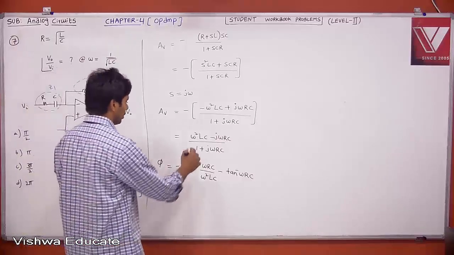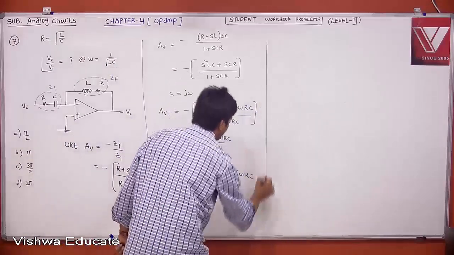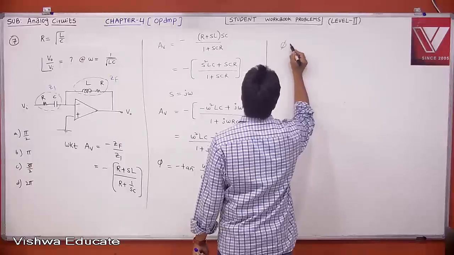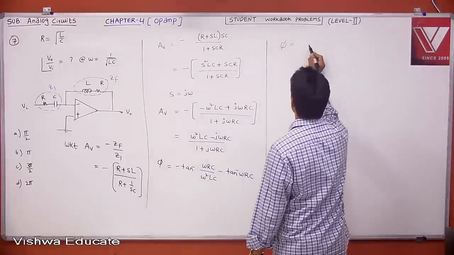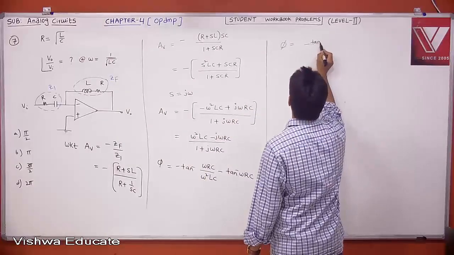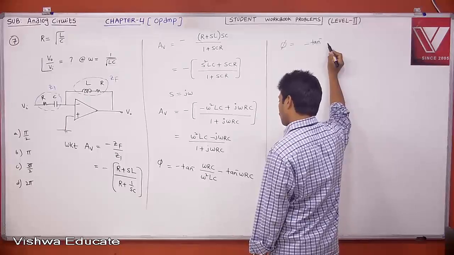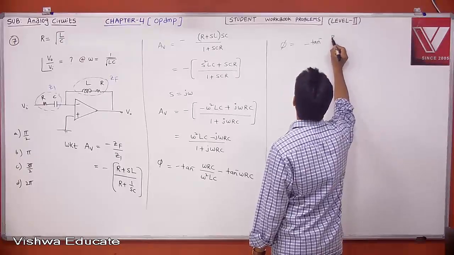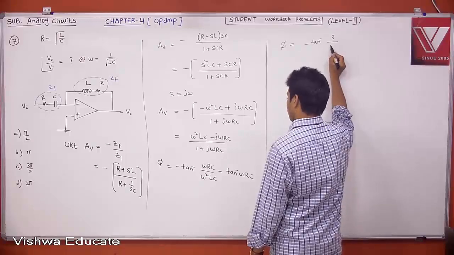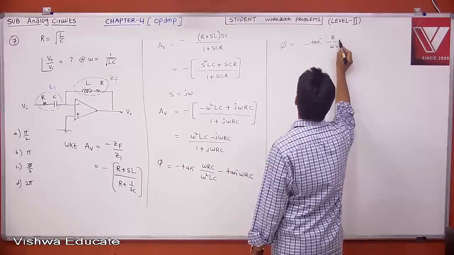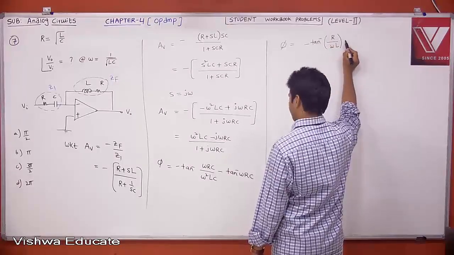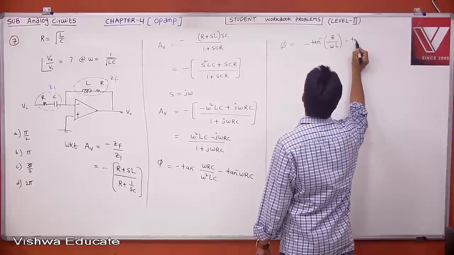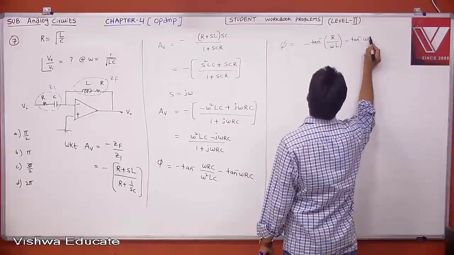Okay, then C will be cancelled. Then what is your phase shift? Then your phase shift is equal to C will be cancelled, minus tan inverse, then omega will be cancelled, then simply R divided by omega into L, minus tan inverse omega into RC.